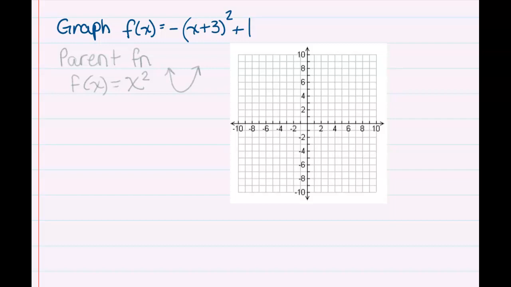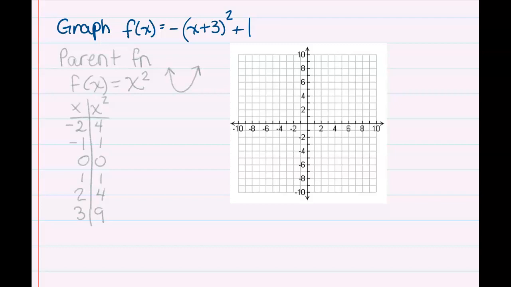And we know that the table values for the parent function are 0, 0, 1, 1, 2, 4, because 2 squared is 4, and 3, 9. And if we plug in negative numbers, we know we'll get negative 2 squared is a positive 4. Negative 1 squared is a positive 1.